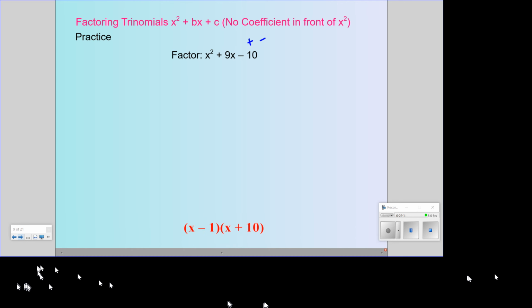Okay. Hopefully you found the factors to be negative 1 and positive 10. Negative 1 plus 10 is positive 9. Negative 1 times 10 is negative 10.